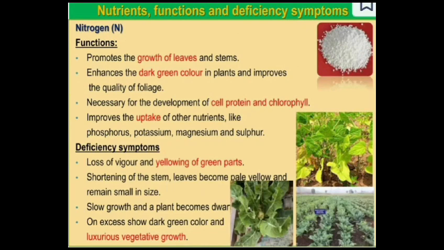First, nitrogen functions: promotes the growth of leaves and stems, enhances the dark green color in plants, and improves the quality of foliage. Improves the uptake of other nutrients like phosphorus, potassium, magnesium, and sulfur. Deficiency symptoms: loss of vigor and yellowing of green parts, slow growth, and the plant becomes dark.